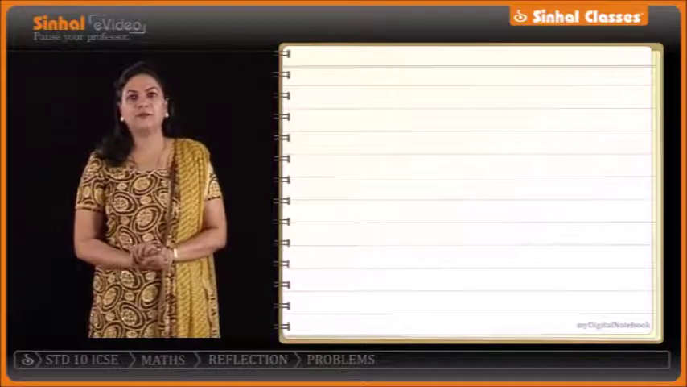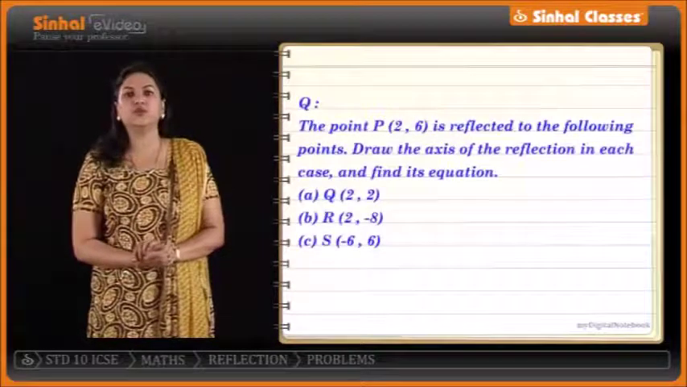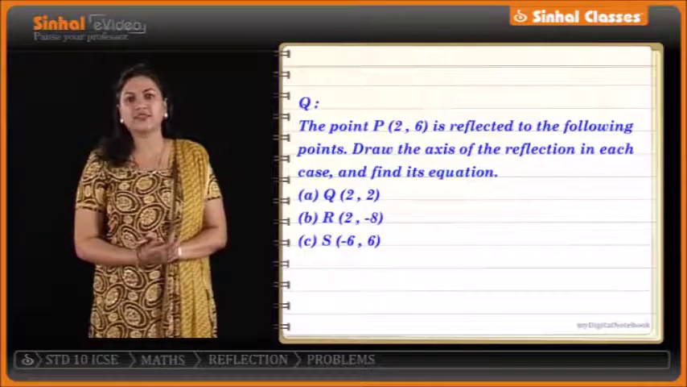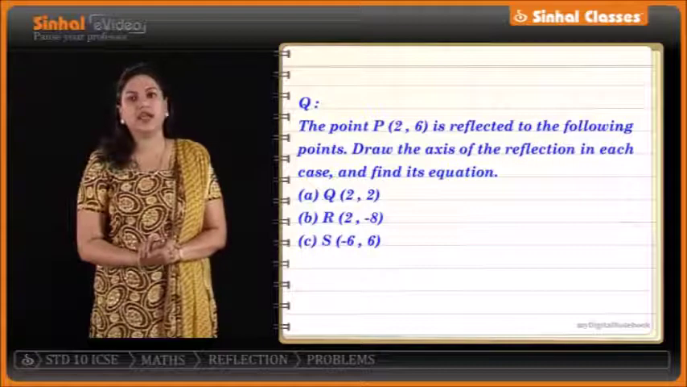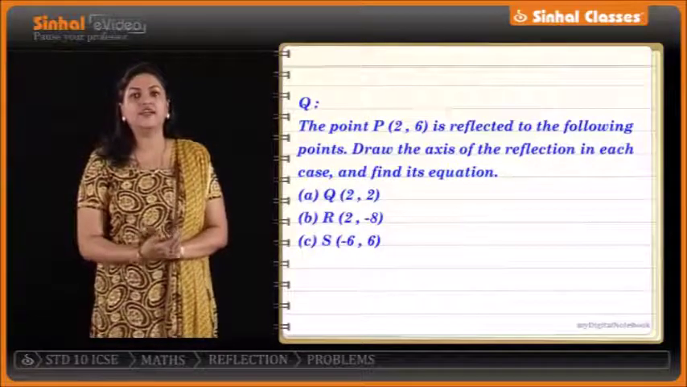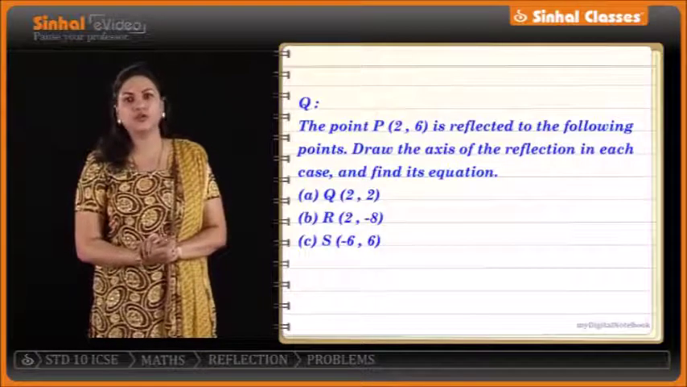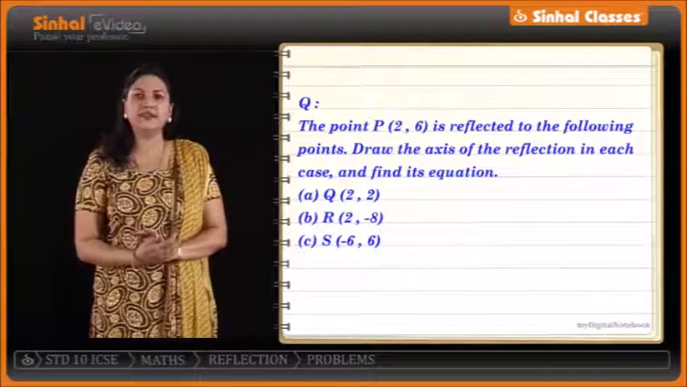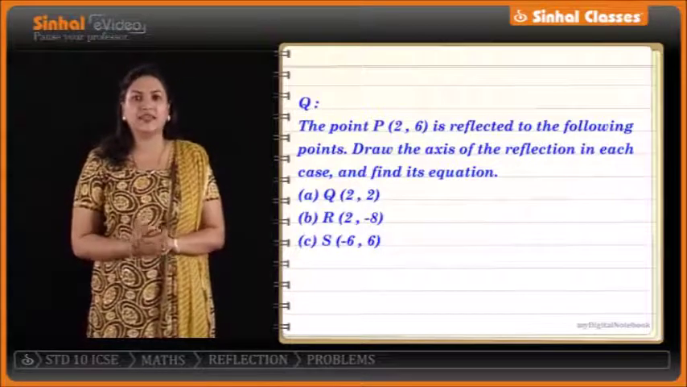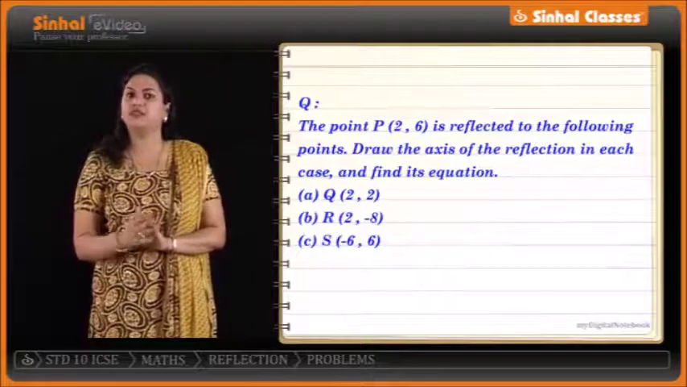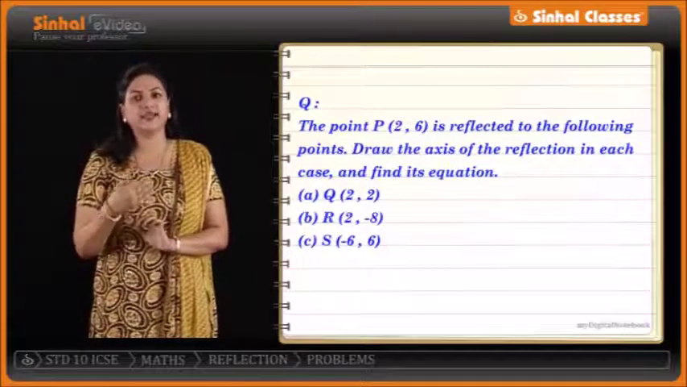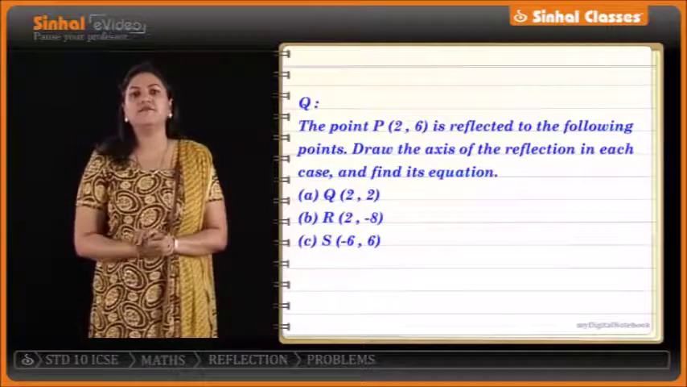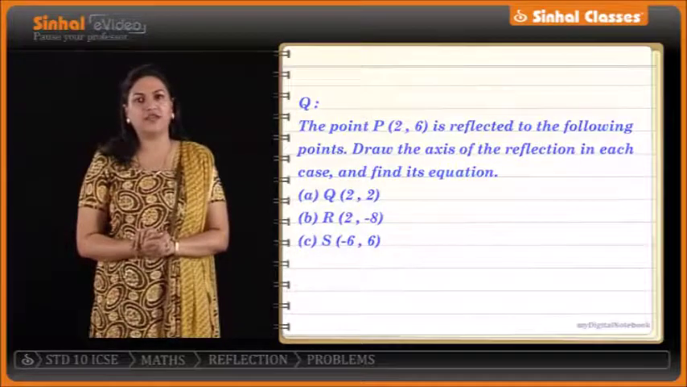Now we have a next problem. The point P (2, 6) is reflected to the following points. Draw the axis of reflection in each case and find its equation. We are given the points as Q (2, 2), R (2, -8) and S (-6, 6). Now in this case, we are given a point P with the coordinates. We are told that this point P is reflected to get these 3 new points, and we want to draw the axis of reflection.